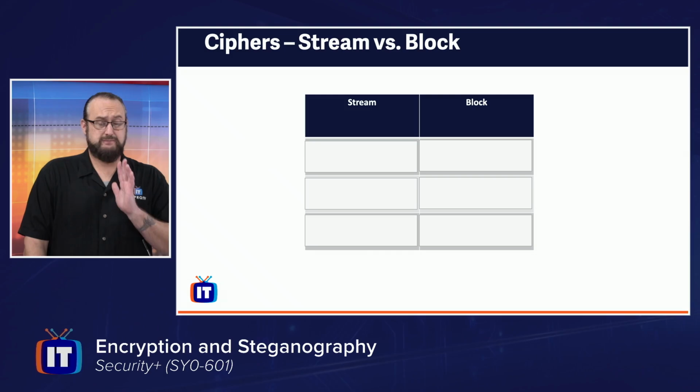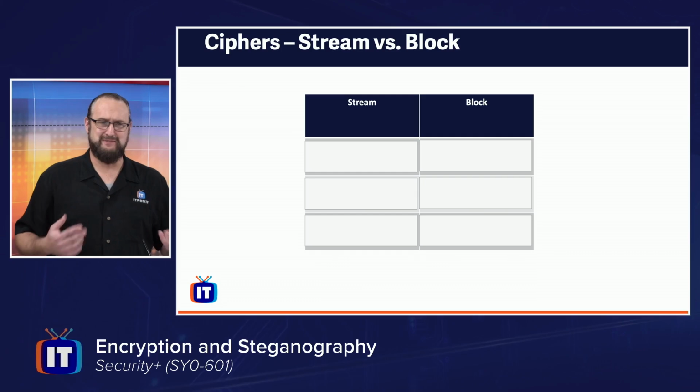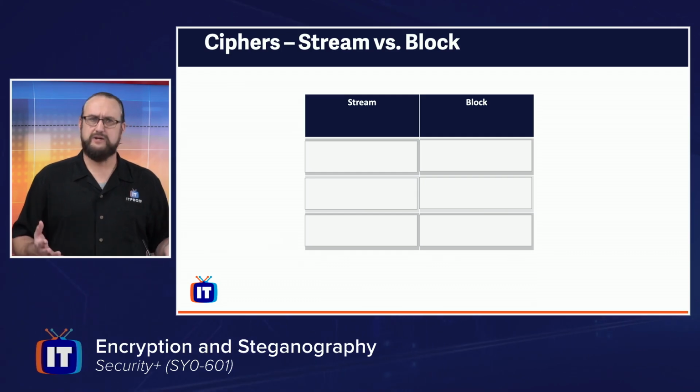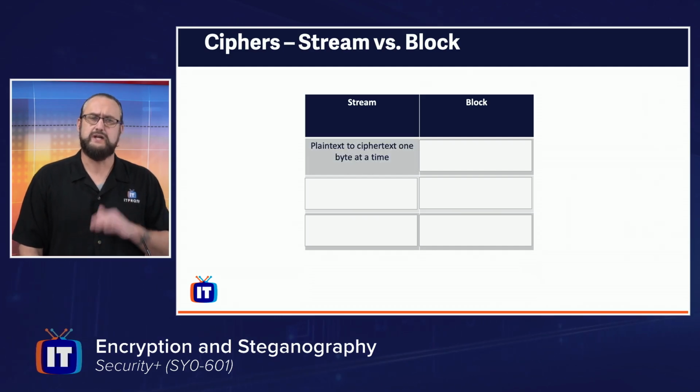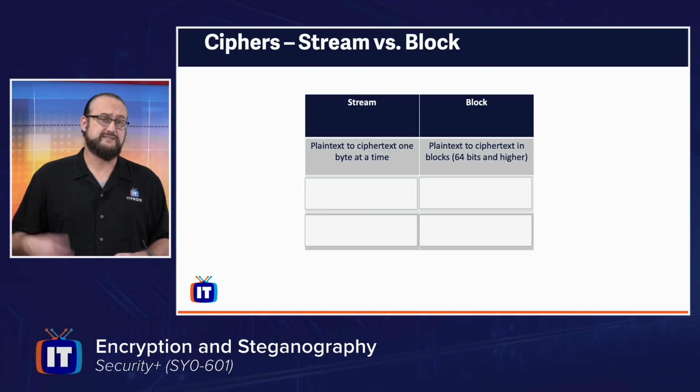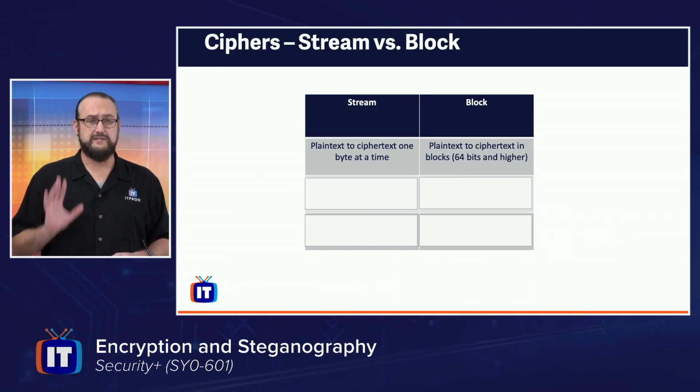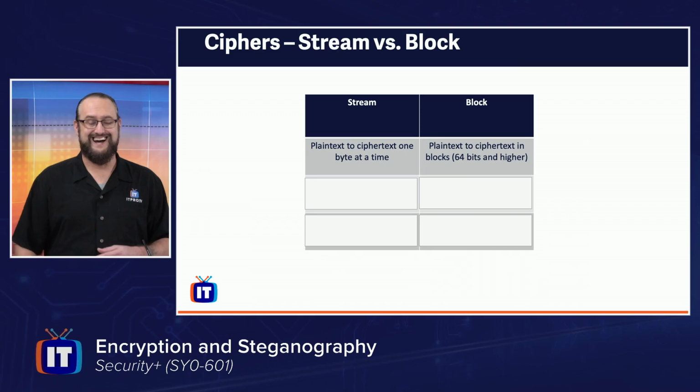And it is important to understand some of the comparisons between the two. So I got a little chart here for you, and it's really just a lot of information that you're going to have to memorize. So take your time, pause the video if you have to, and write down some notes, make some flashcards. Stream ciphers, plain text to ciphertext, and it's usually 1 byte at a time. We have plain text to ciphertext for a block cipher, and that is typically 64 bits and higher.